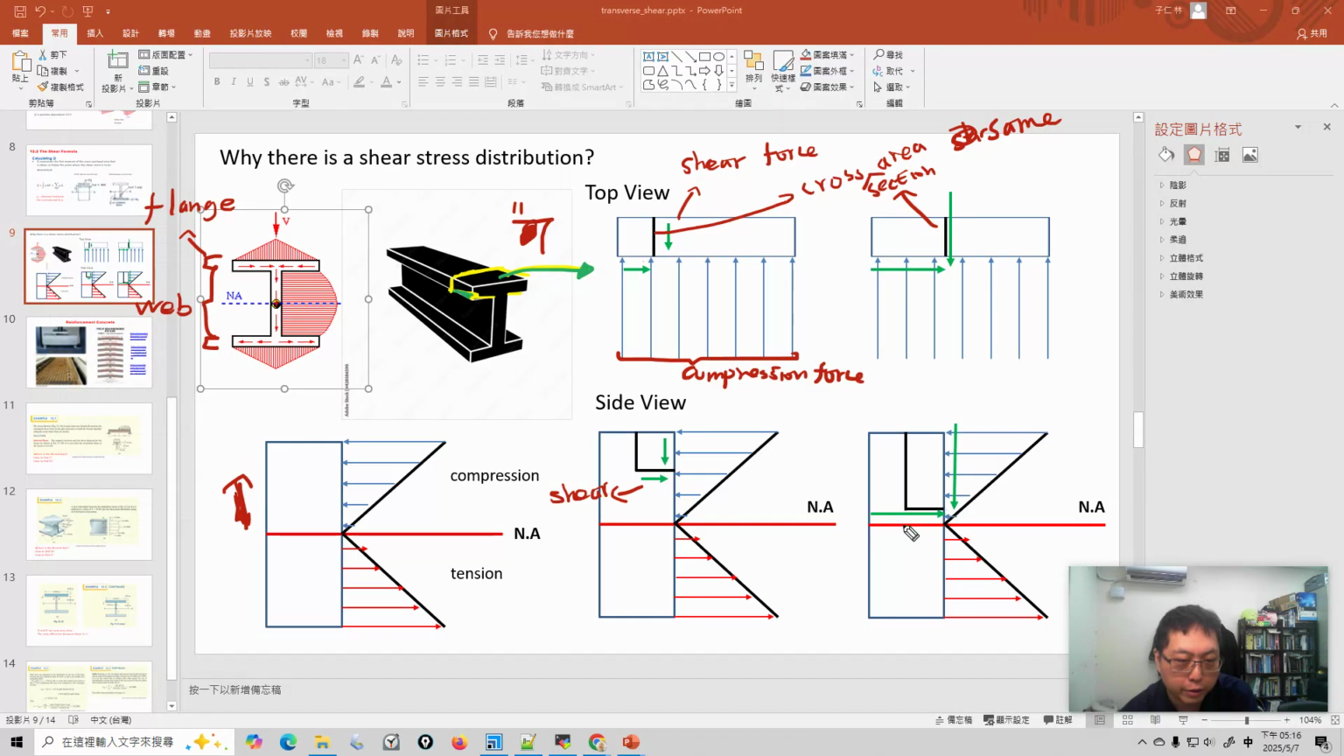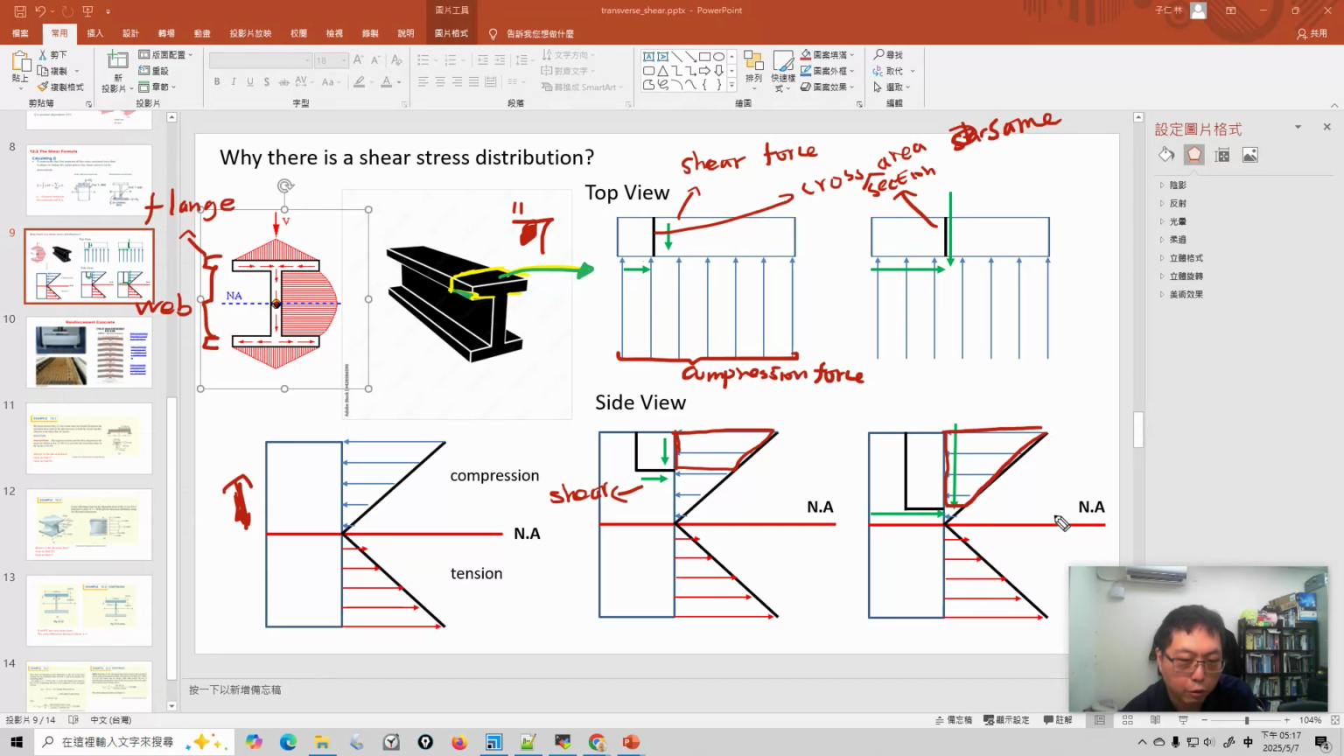In this section, we have a longer part. At the bottom, this section undergoes more compression stress than this one. Do you see that? The left hand side is only under the compression stress here, but this part undergoes the compression stress here.